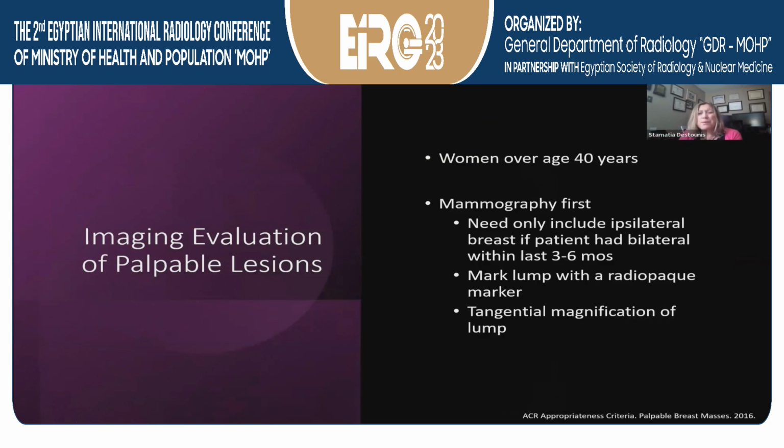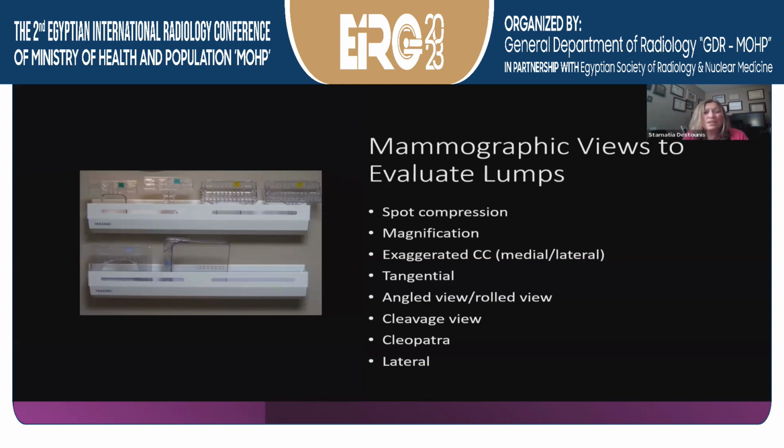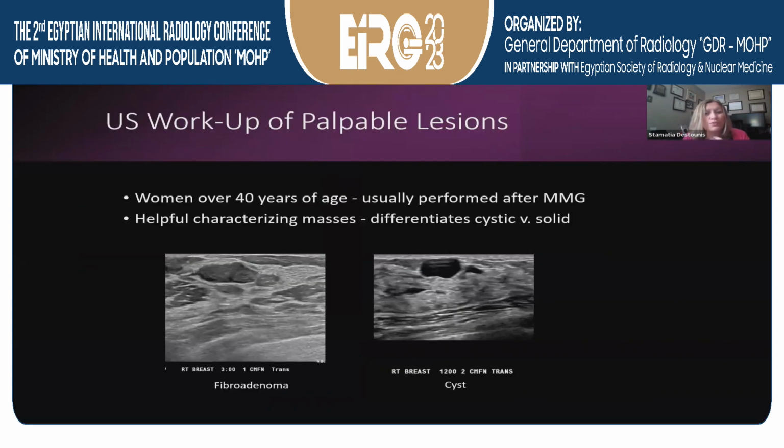When we are working up a palpable lump in women over 40, we're going to do the mammogram. If she's had a mammogram and it's been just a few months, then probably we may do just a picture or an image of that or a spot view of it. If it's within 3 to 6 months, we mark it with a radiopaque marker. And we have lots of different paddles to use and lots of different views that you may use that are typical of your practice. So the workup of palpable lesions in women over 40 starts with a mammogram and then an ultrasound, and we look whether it's a solid mass such as a fibroadenoma, or a cyst.